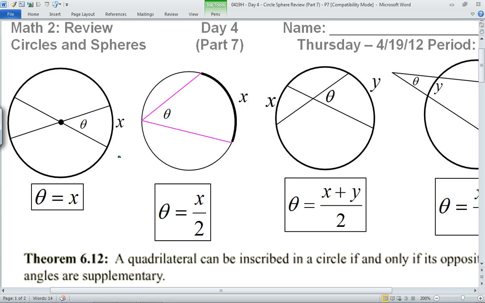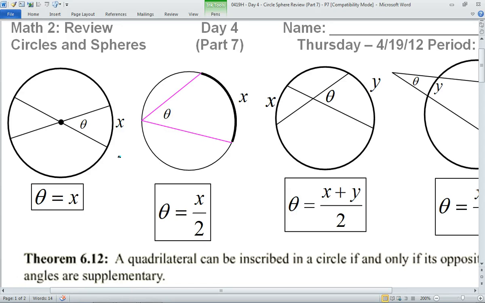We know that if the angle is at the center like this, the angle and the arc will be the same thing. All right, we've been doing that for the last couple days. The second one, I feel like you're real familiar with by now. When it's at the edge, inscribed, the angle is always half the arc. The arc is double the angle.